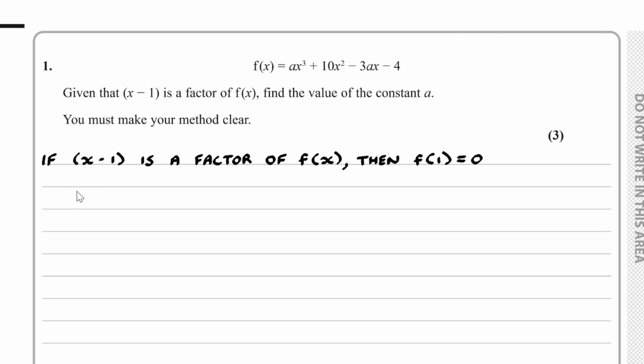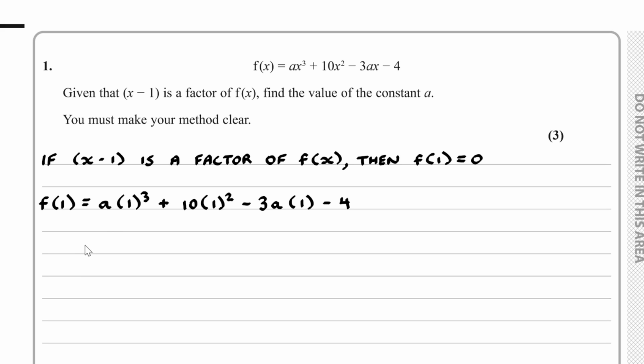First of all, through the factor theorem, if x minus 1 is a factor of f of x, then f of 1 is equal to 0. What is f of 1? Well, f of 1 is equal to a lots of 1 cubed plus 10 lots of 1 squared minus 3a lots of 1 minus 4.